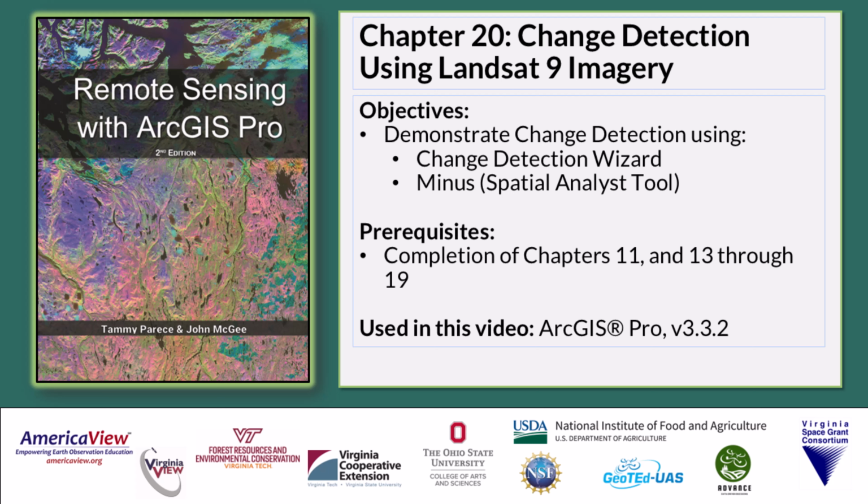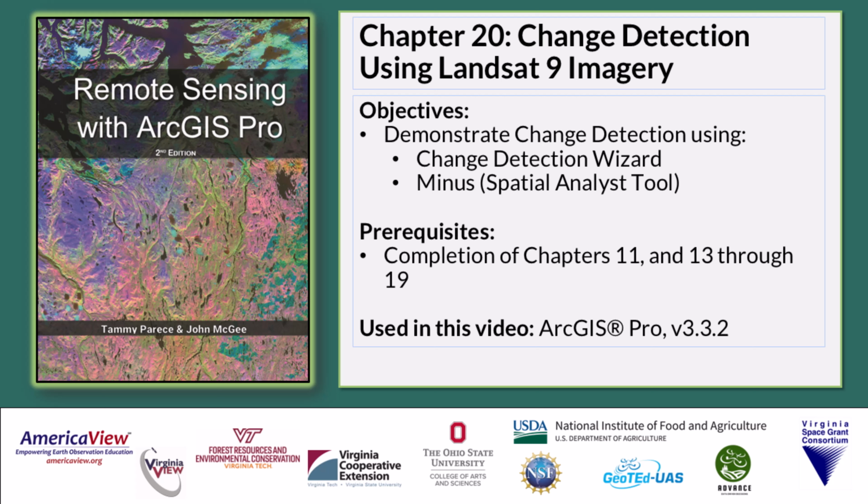Please see your text for a detailed discussion on change detection analysis, including what kind of information changing spectral properties of images can provide, identifying and selecting suitable pairs of images, and pre- and post-classification techniques. This chapter relies on knowledge gained from chapters 11 and 13 through 19. We'll use several processes from those chapters.